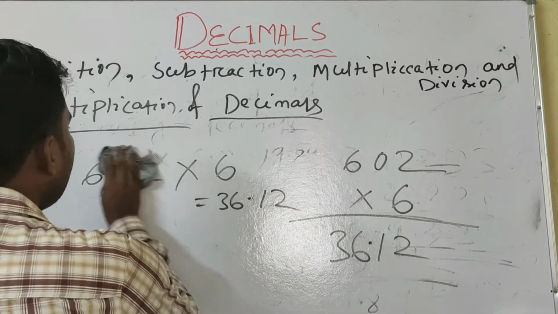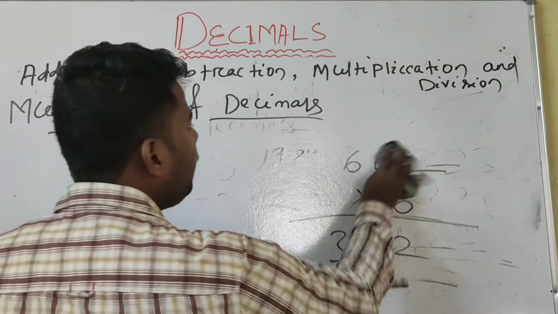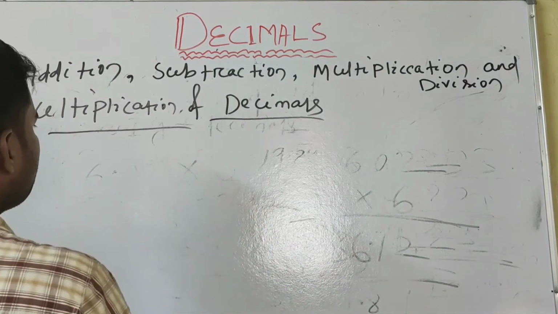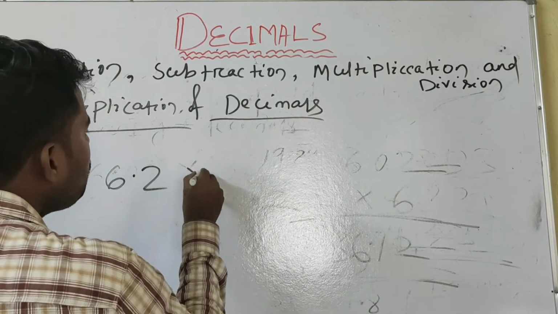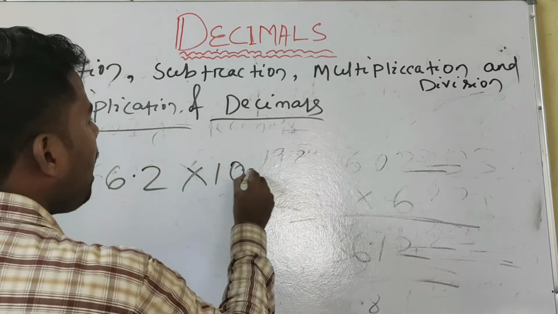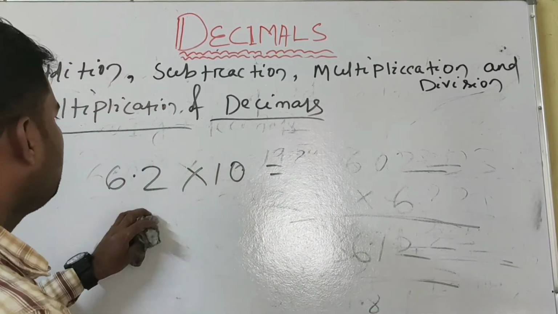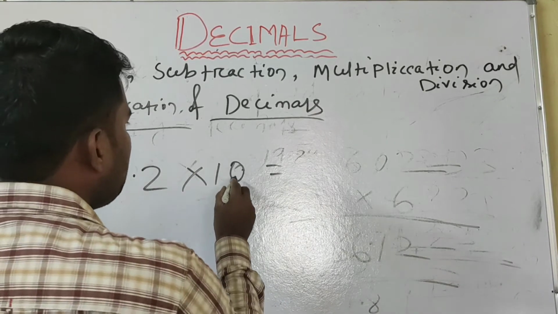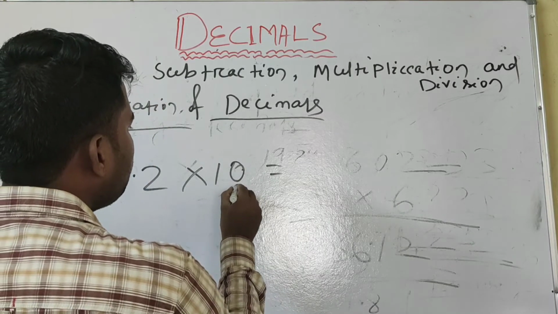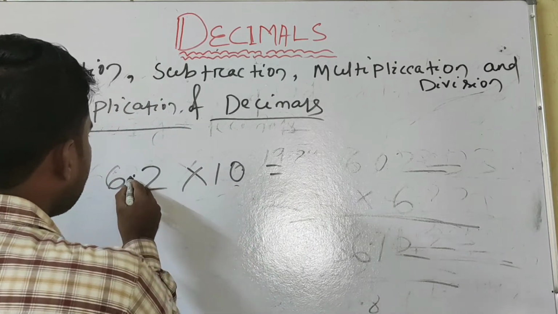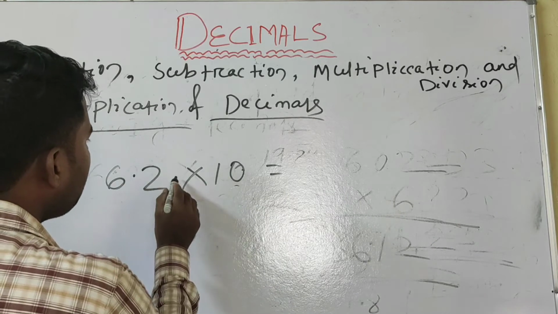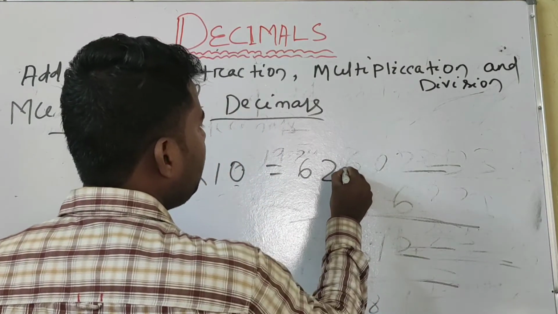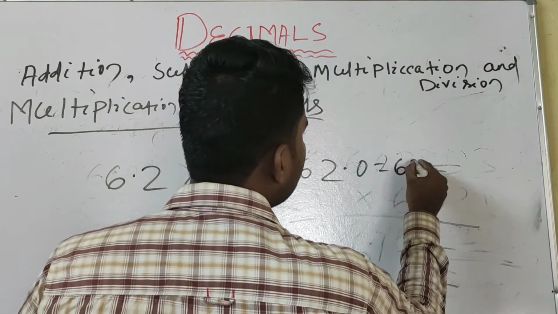Okay, now we will learn what happens when 10, 100 and 1000 are multiplied with any decimal number. Okay, suppose 6.2 is multiplied by 10, then what will happen? Listen, when we multiply 6.2 into 10, directly, how many 0s are in 10? 1 zero. So we will shift the decimal point 1 digit to the right, and we can write 62 directly.